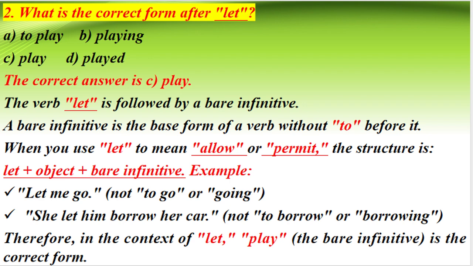When you use let to mean allow or permit, the structure is let plus object plus bare infinitive. Example: let me go, not to go or going. She let him borrow her car, not to borrow or borrowing. Therefore, in the context of let, play, the bare infinitive is the correct form.